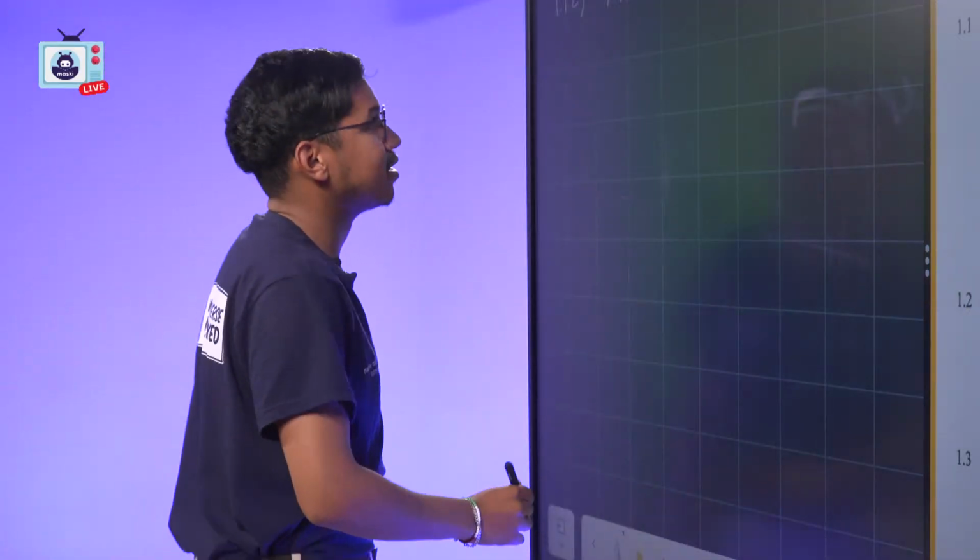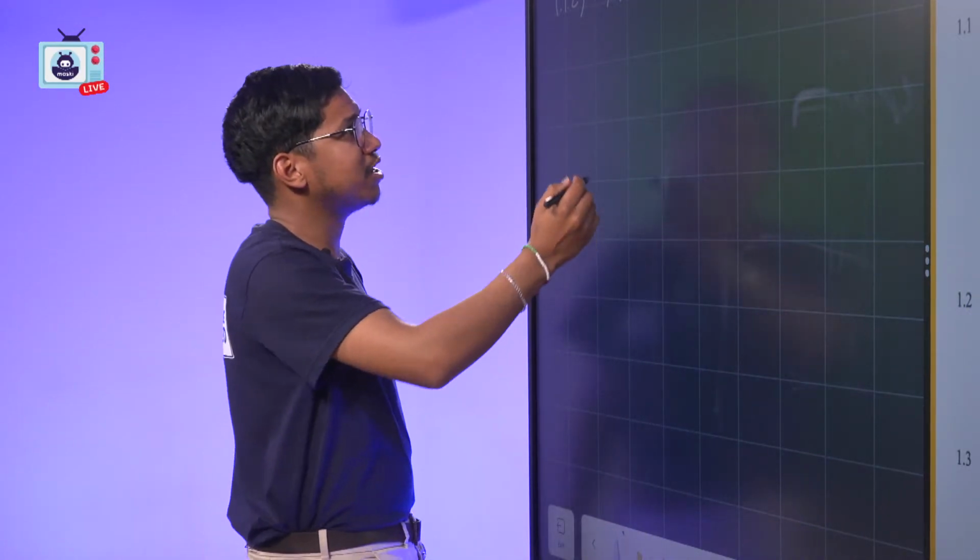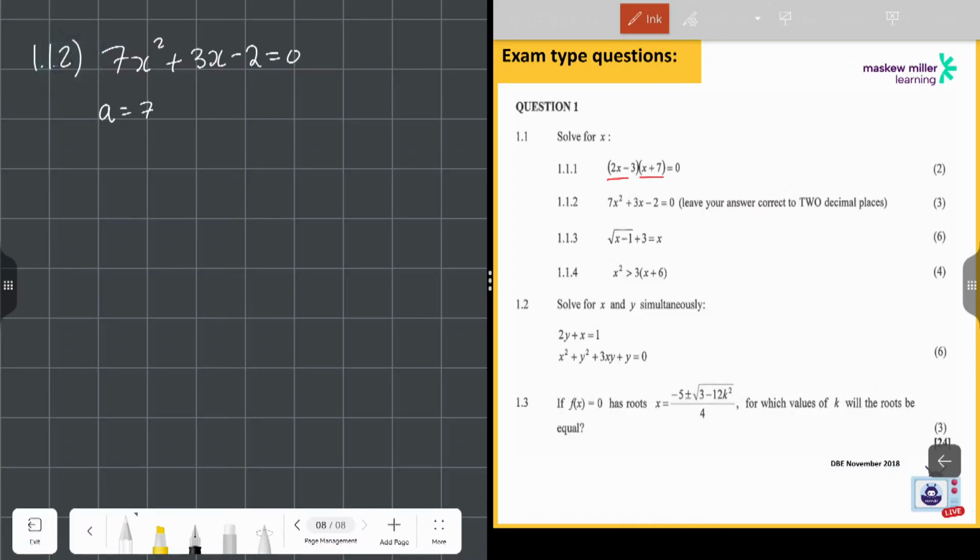So step number 1, a good practice: write down the values of a, b, and c. In this case, a is 7, b is 3, and c is negative 2. Now I write down my quadratic formula. So x is equal to minus b plus or minus the square root of b squared minus 4ac, over 2a.